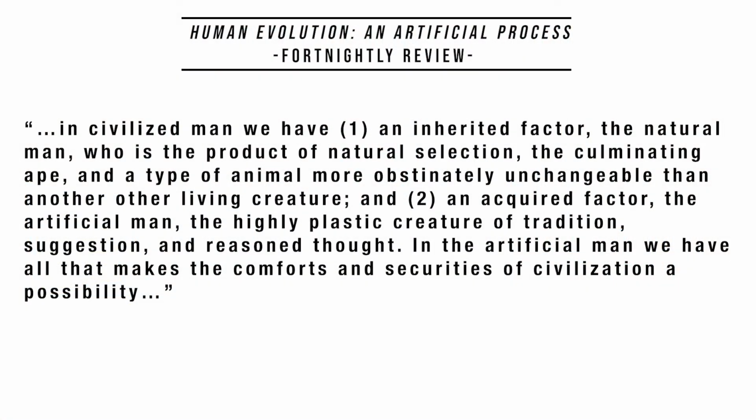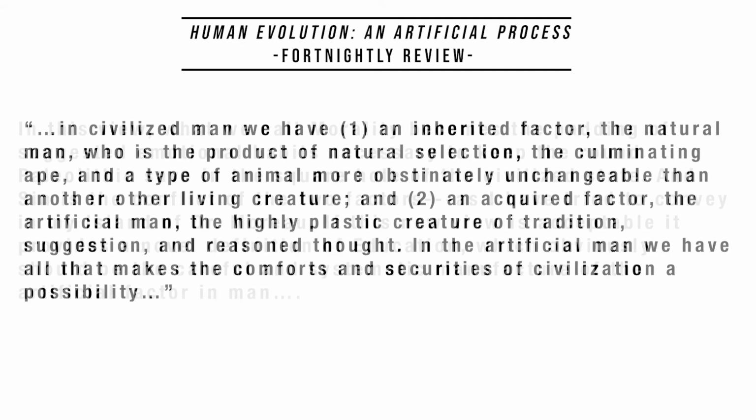And here, again, Wells expounds upon this concept of the artificial process. In civilized men, we have an inherited factor, the natural man, who is the product of natural selection, the culminating ape, and a type of animal more obstinately unchangeable than any other living creature, and an acquired factor, the artificial man, the highly plastic creature of tradition, suggestion, and reasoned thought. In the artificial man, we have all that makes the comforts and securities of civilization a possibility.